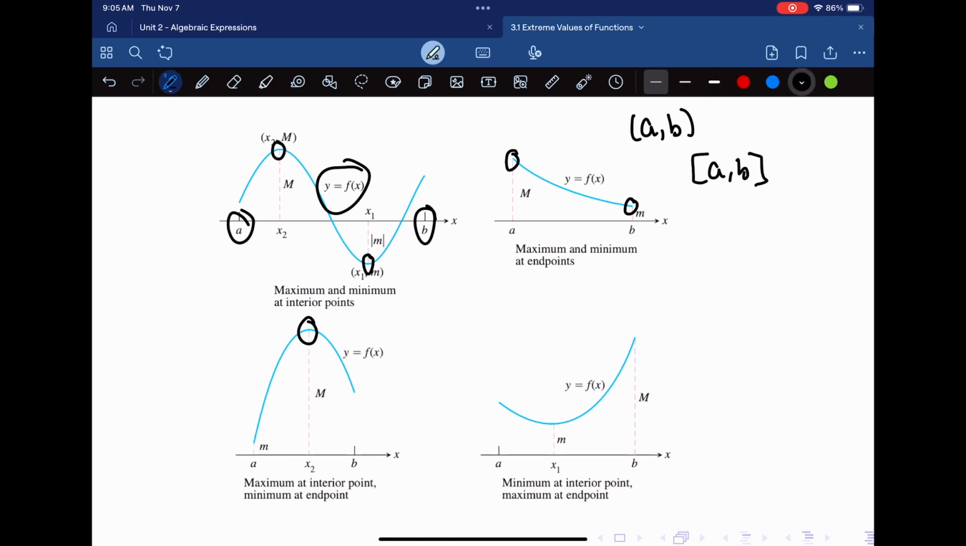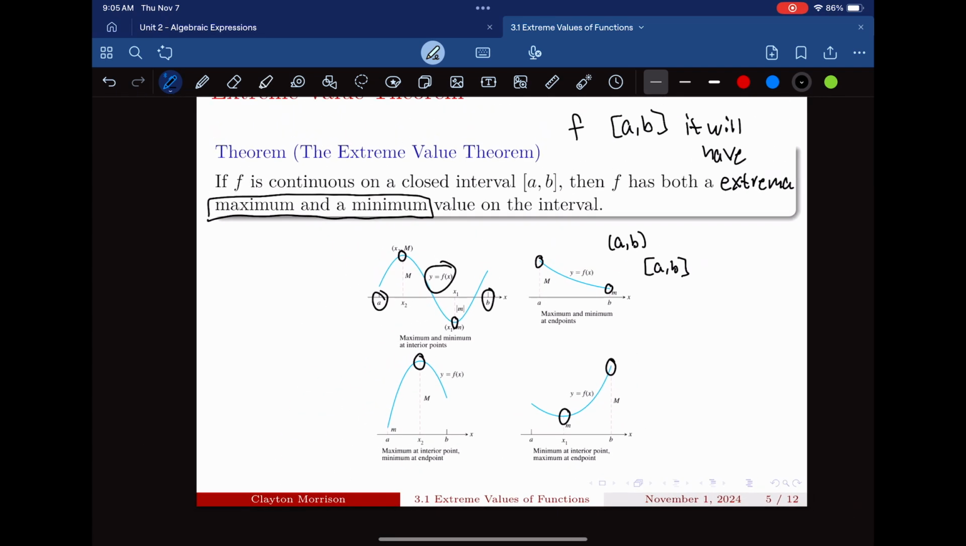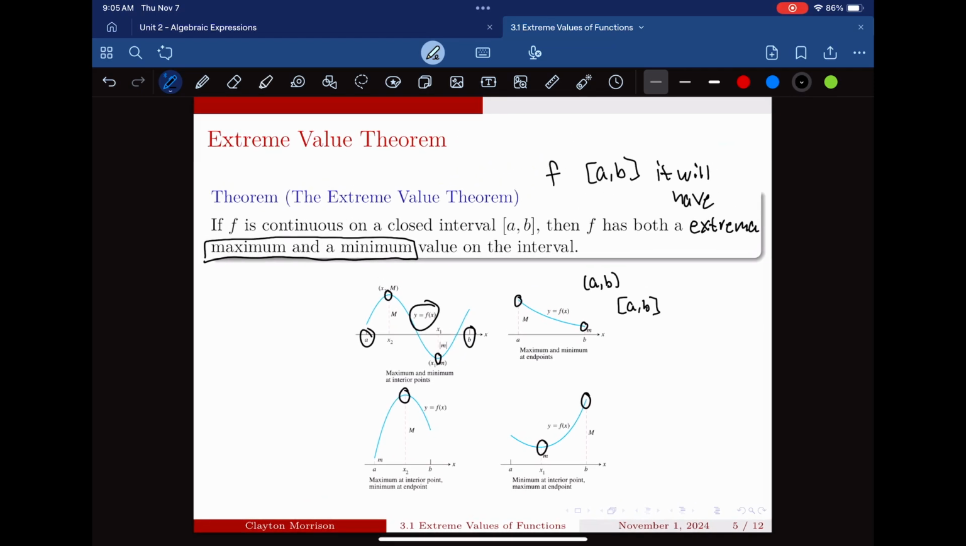And last, this one right here is just the inverse of this guy. Right, you have a minimum on your interval a to b, and then at your endpoint you have your absolute maximum. That's really all it means. If you have a function with a closed interval, there you go. You have at least one max and at least one min. You will have both if your interval is closed.